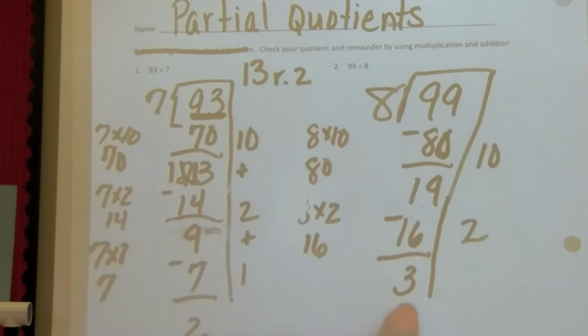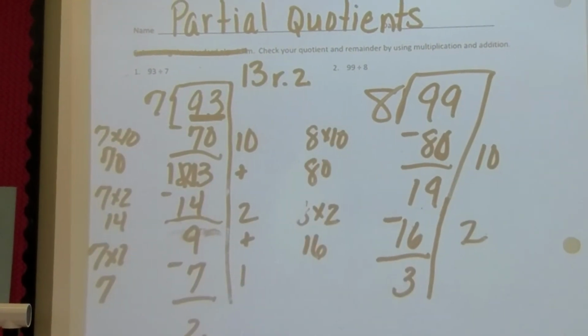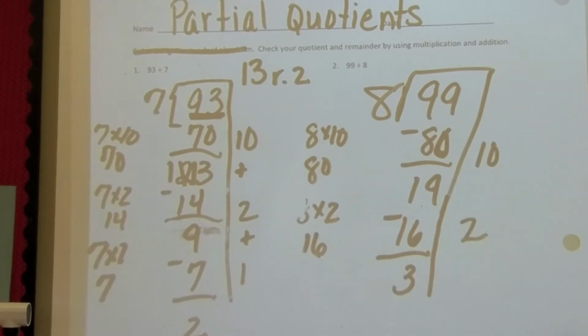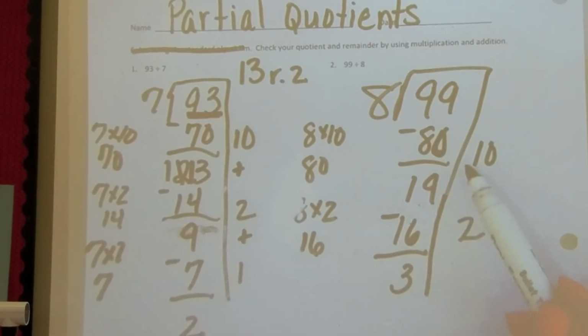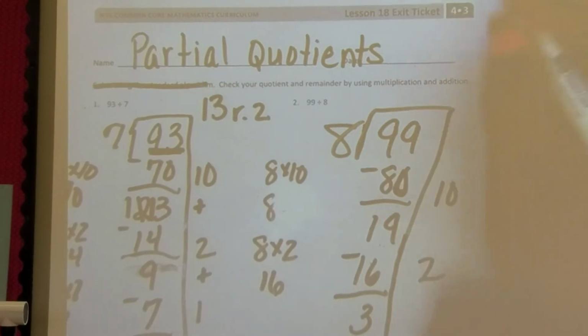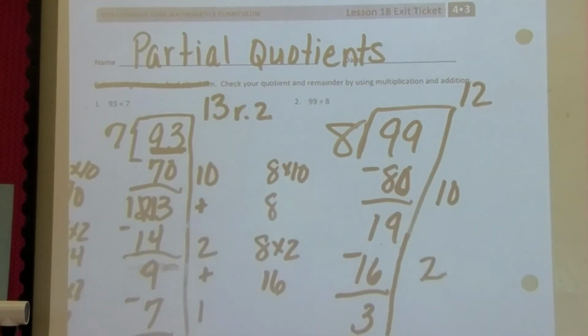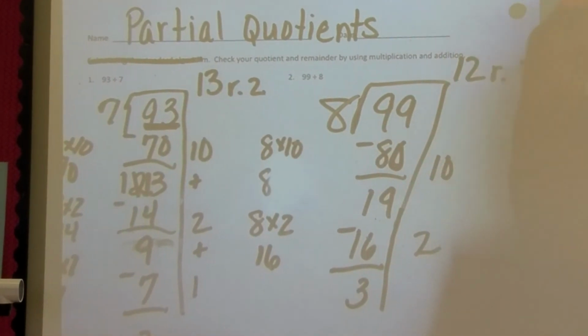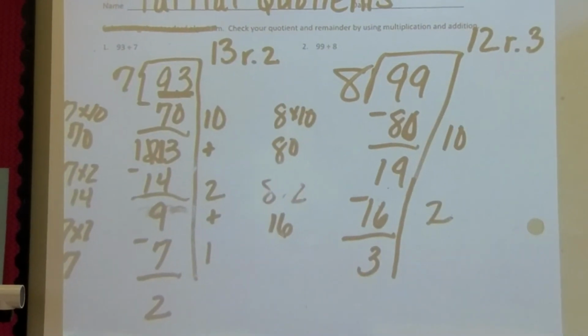And because this is smaller than my divisor, I know this is my remainder. And so how many total groups was I able to get out? 10 plus 2 is 12. So the quotient is 12 with a remainder of 3 left over.